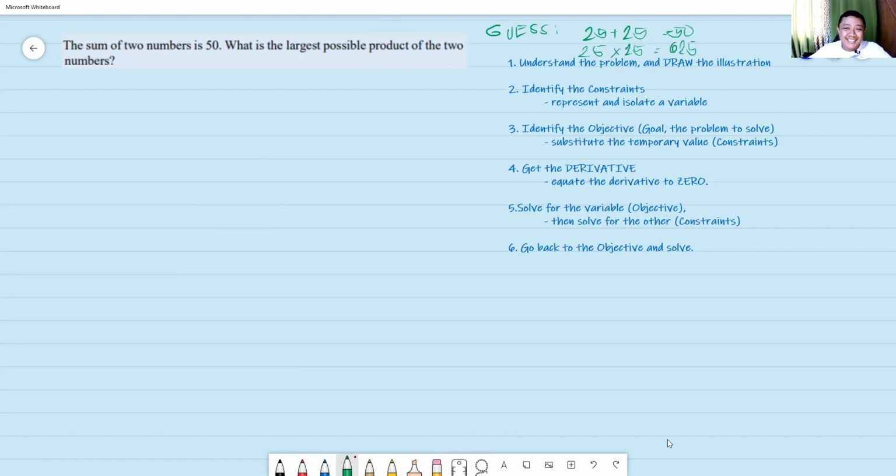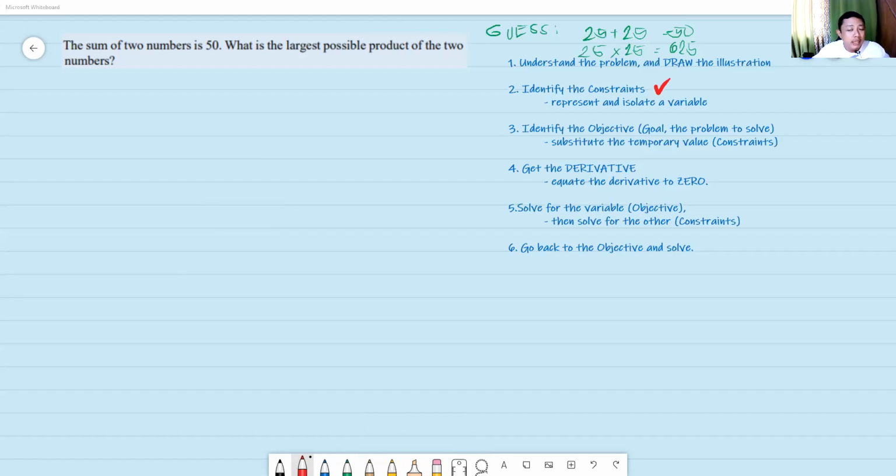Okay, now let's do the process. Actually, we will just be following the same process. We will verify through the process of optimization. Okay, understand the problem? We already understood it. Okay, and draw the illustration. Wala ka namang ito-draw. Dapat may dalawang numbers lang. So, next, identify the constraints. Sa palagay nyo, which of this is the constraints? Is it the sum or the product? Type it in the chat box, please.